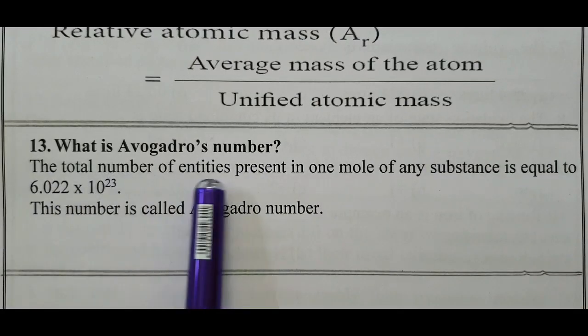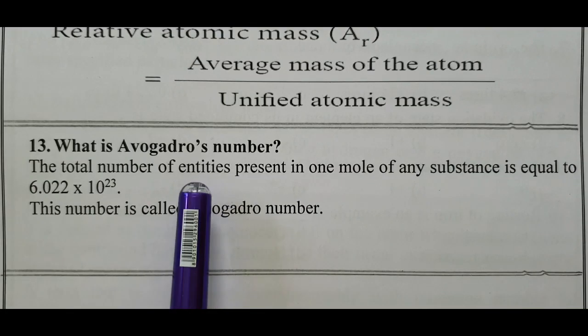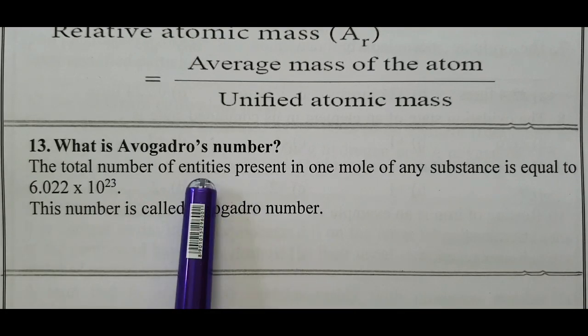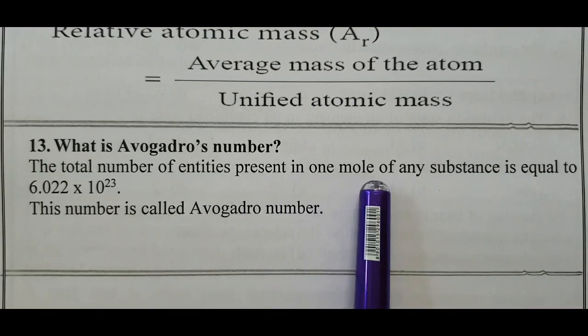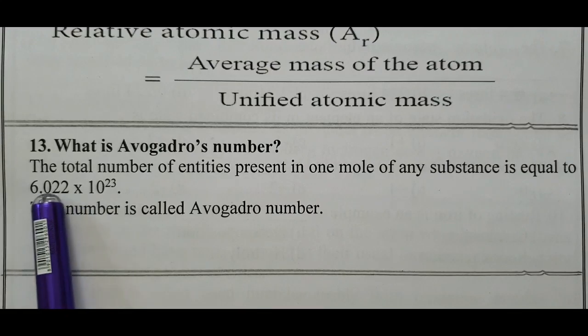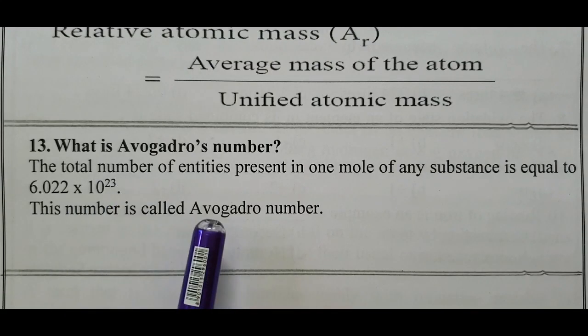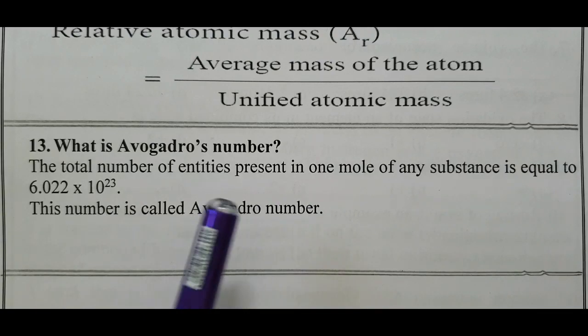The total number of entities, here indicating atoms or molecules or particles, that means ions, present in 1 mole of any substance is equal to 6.022 × 10^23. This number is called Avogadro number. Avogadro number has no unit.